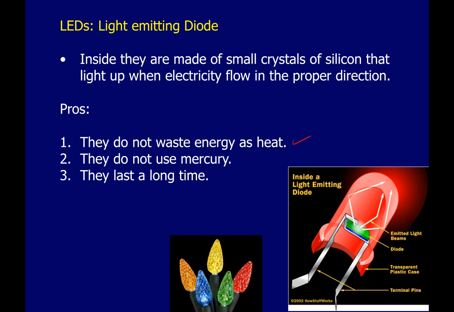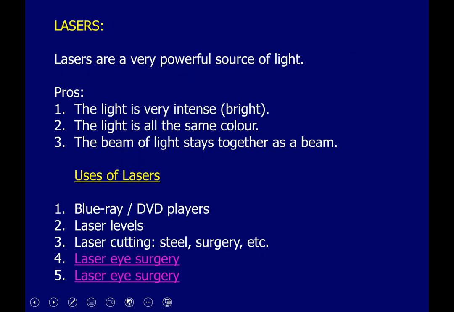They also don't use mercury. Mercury vapor is used in fluorescent tubes. And they also last a long time, because they don't heat up. Incandescent light bulbs eventually burn out. I'm sure you've heard of that before. That filament is just burning for so long that it eventually breaks. If you look inside a light bulb that's burnt out, you'll see that filament is actually broken and burnt. And for that reason, LEDs last a long time. So it's a good technology. It's not perfect. I've had LEDs fail on me, but they're pretty good.